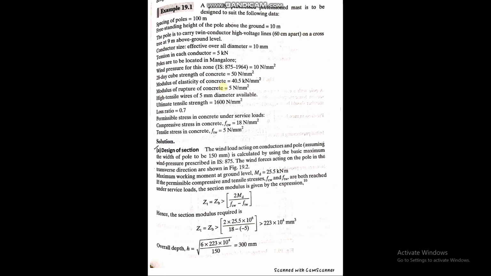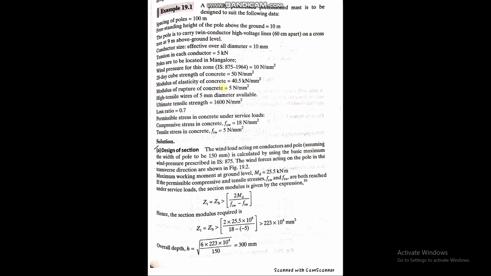Conductor size, effective overall diameter is 10 millimeter. Like I mentioned, it could be 5 millimeter, 10 millimeter or more. So in this case, we have diameter of the conductor or the transmission wire as 10 millimeter. Tension in each conductor, obviously there will be some tensile load within the transmission wires as well. So it is given as 5 kilonewton. This data will be required obviously when there occurs a snapping of wires, and you have to then take in the tension load and calculate the torsion that is coming to the pole.